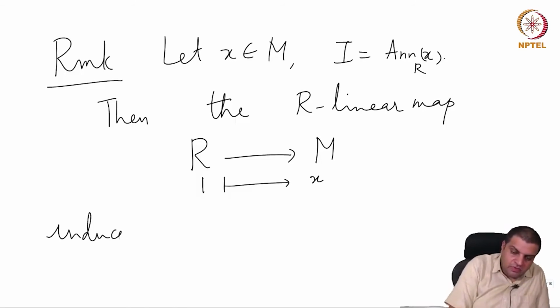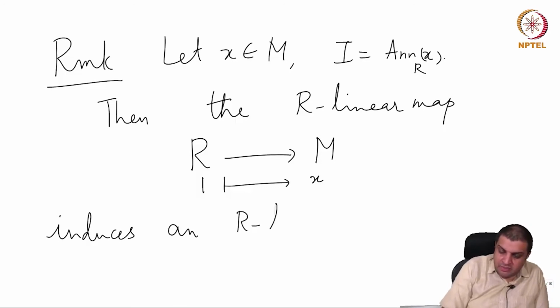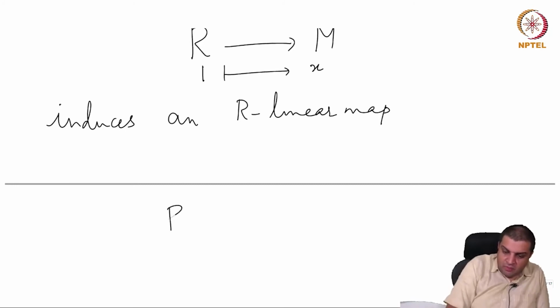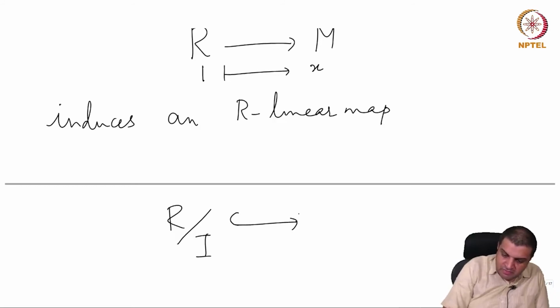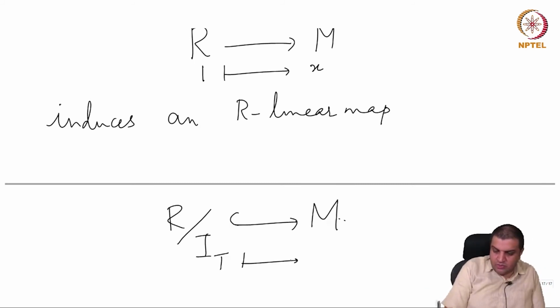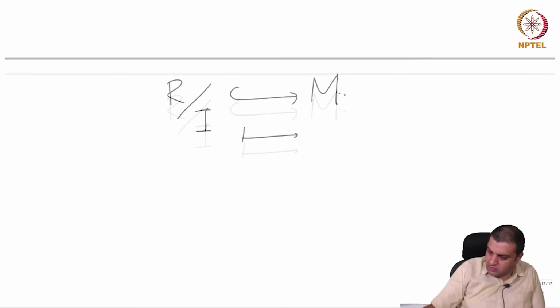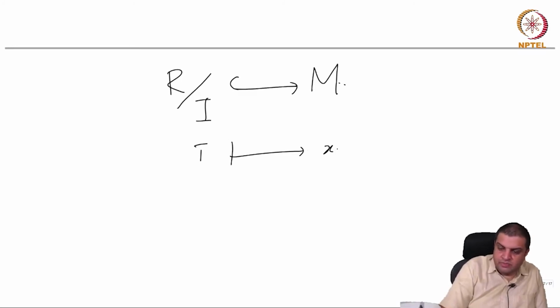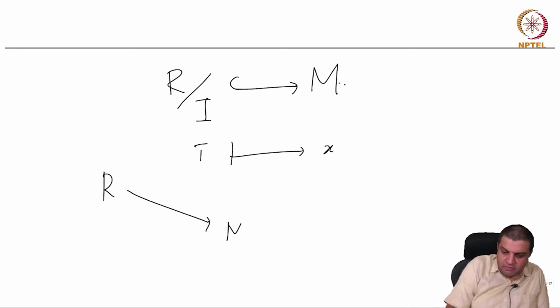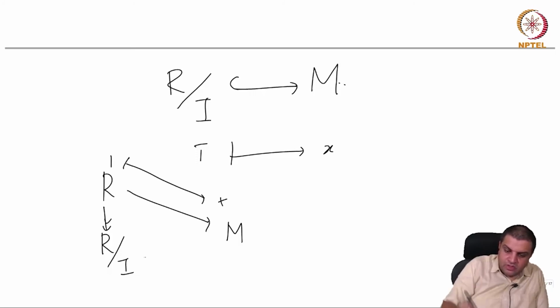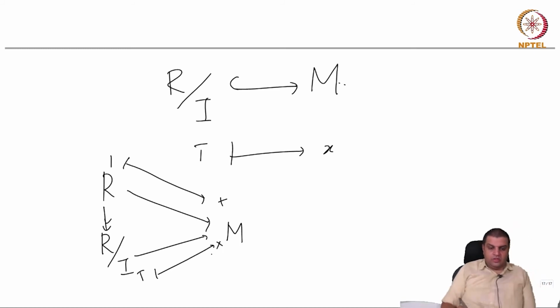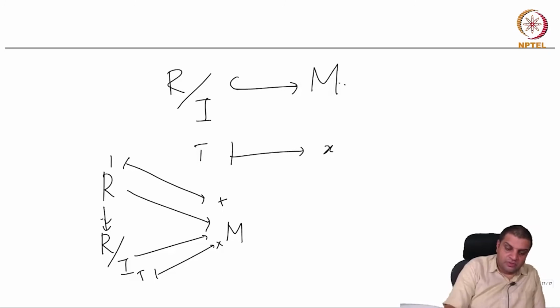This element induces an R linear map from R mod the annihilator, which is I, to M, an injective map to M. Again 1 bar here will go to x. What we are really saying is that there is the map from R to M, and then a natural quotienting map, and 1 goes to x here, and from here 1 bar goes to x. So this arrow is a composite of these two arrows. This is an observation.